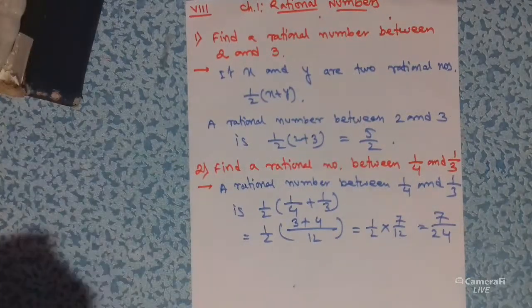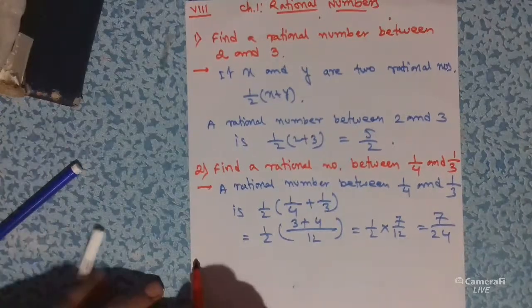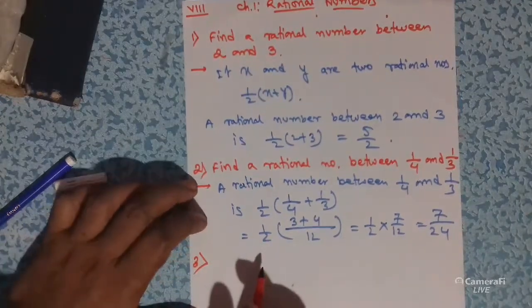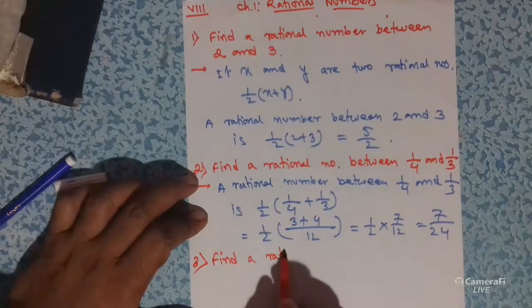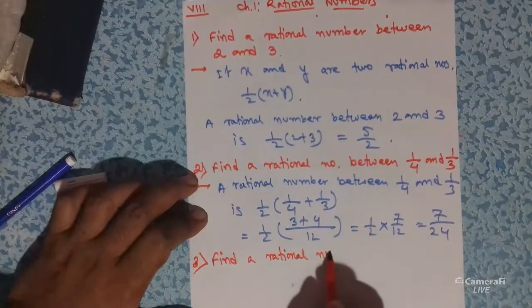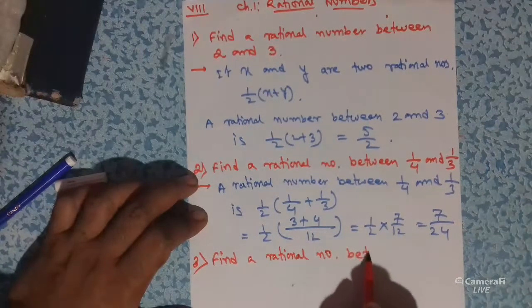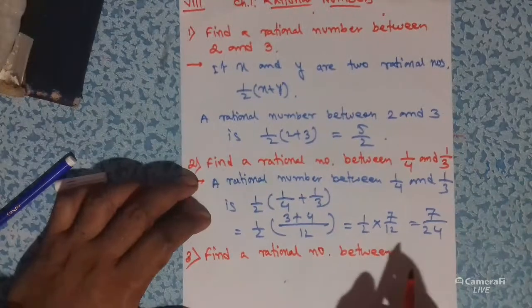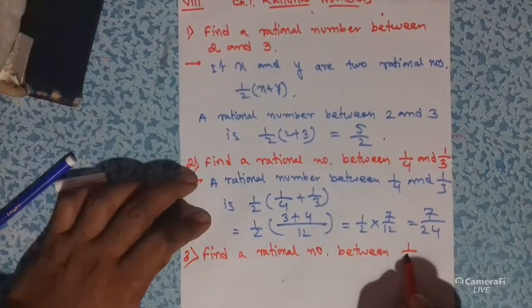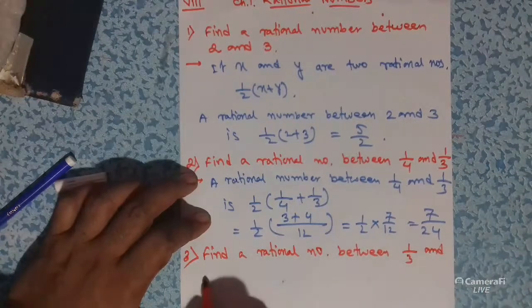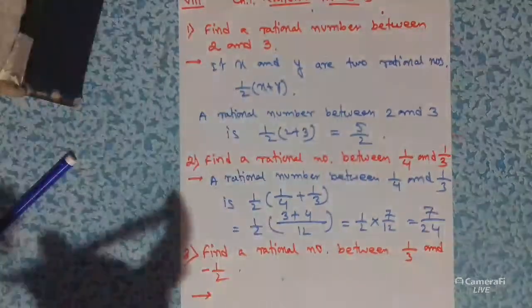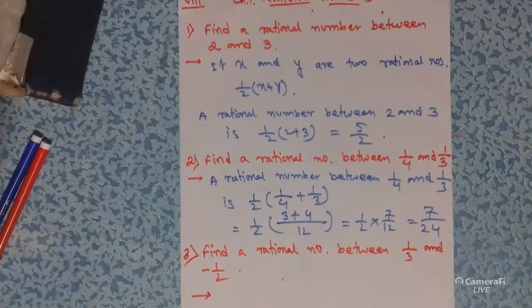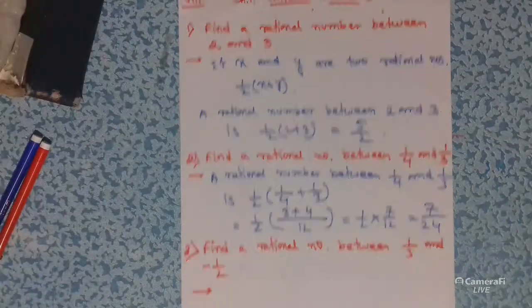Now solve the next one. Find a rational number between 1 by 3 and minus 1 by 2. Find a rational number between 1 by 3 and minus 1 by 2. Now solve it and send me the answer, students.